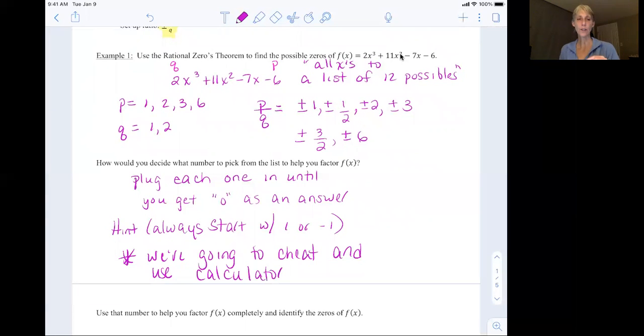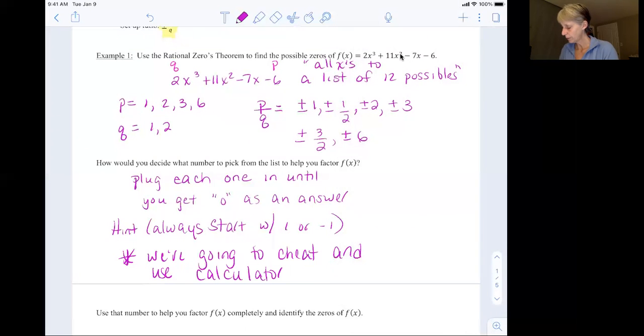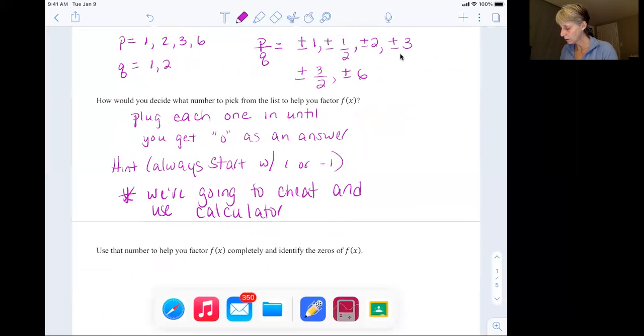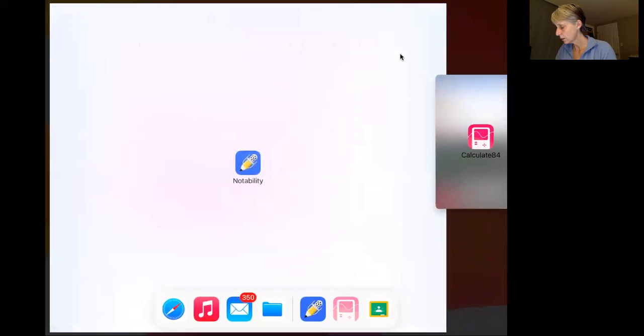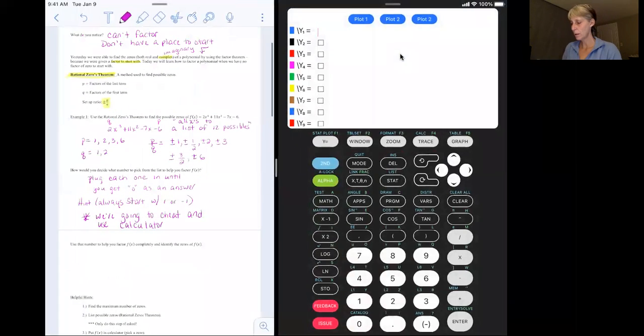I'm not going to ask you to do f of 1, f of -1. I'm not going to ask you to go through the list. We're going to take this and plug it into our calculator. I have to find my calculator. All right, so I have my calculator here. I'm going to put in my function.